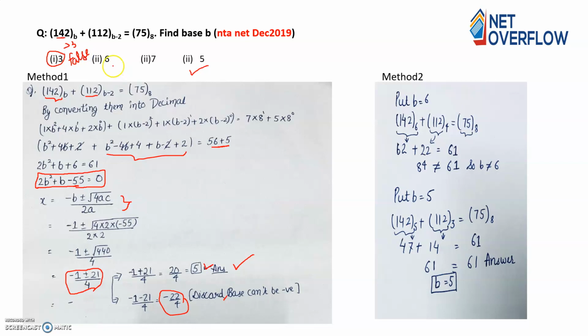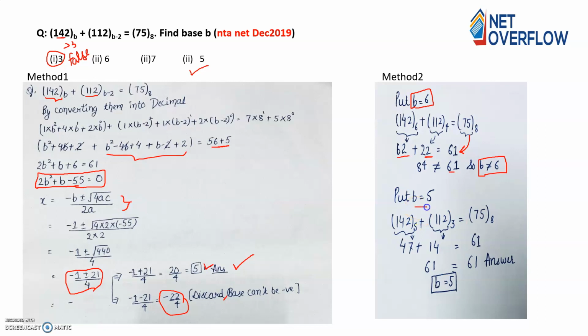Now we have to check for 6, 7 and 5. For checking 6 we directly put the value of b as 6. By converting into decimal, we get that 142 has decimal value 62 and 112 has decimal value 22, and 75 to the base 8 has decimal value 61. As we know this is not equal to this one, b is not equal to 6, right? So this is not the correct option, so we check the next one.